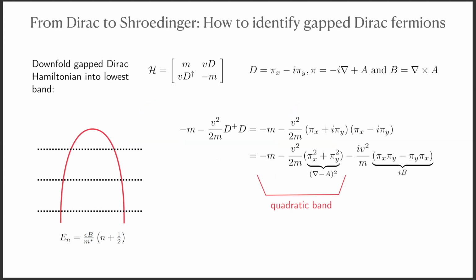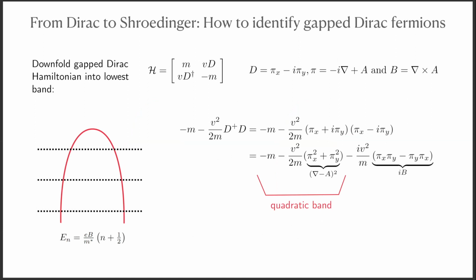And what we're going to do in order to recover that, we're going to start with a massive Dirac Hamiltonian, and we're going to downfold to the lowest band. We're going to expand in second order perturbation theory and see what is the theory for the lowest band. Okay, so that's what I'm doing here in the second line. And I can expand that, including a magnetic field. And what I find is the theory of a quadratic band in the magnetic field.